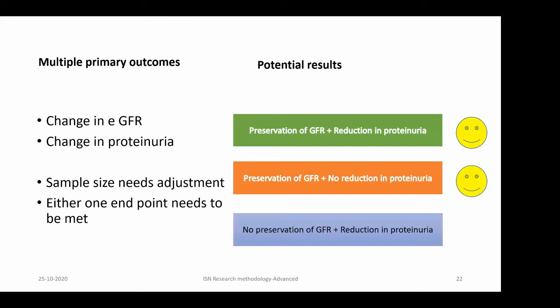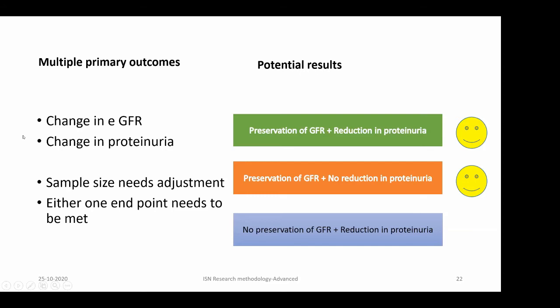But now the other scenario, you are finding that the glomerular filtration is reducing and the drug is able to reduce the proteinuria, but it is not able to preserve GFR. As a nephrologist, will you be happy in prescribing such a drug? Definitely, I might not be happy because irrespective of proteinuria, what is more important? What decides whether you're going to go for end-stage renal disease is the reduction in GFR. So this is the problem.